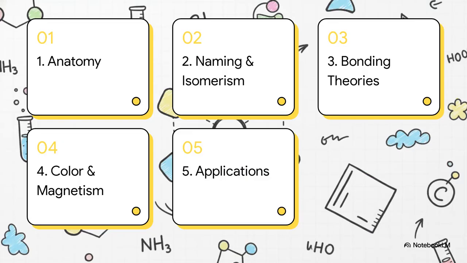I know this topic can seem a little overwhelming at first, but seriously, don't panic. We've got a super clear roadmap today. We're going to cover the anatomy of coordination compounds, hit naming rules and isomerism, dive into theories of chemical bonding, check out color and magnetic properties, and finally wrap up with some real-world applications.